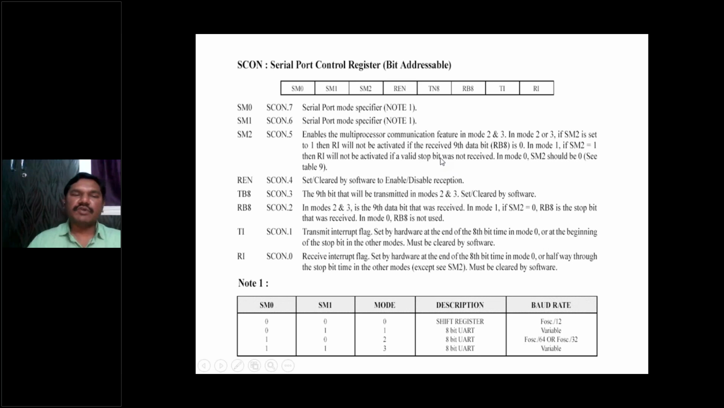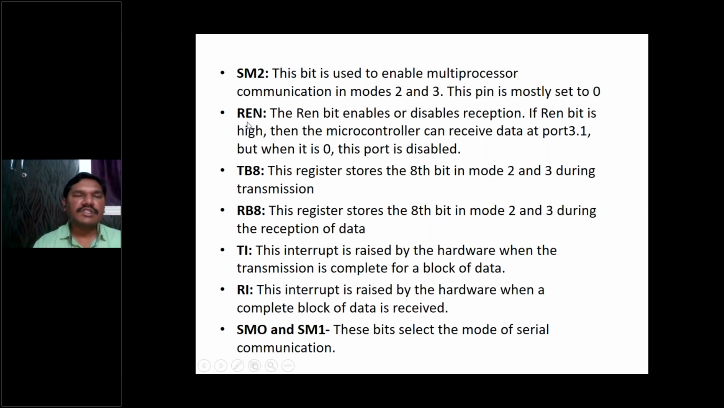REN stands for receive enable; the REN bit enables or disables reception. TB8 stands for the 8th bit transmitted in mode 2 and 3 during transmission. RB8 stands for the 8th bit received during mode 2 and 3. TI stands for transmit interrupt. TI and RI are the two interrupts in serial communication. SM0 and SM1 select the modes of communication that we will see.